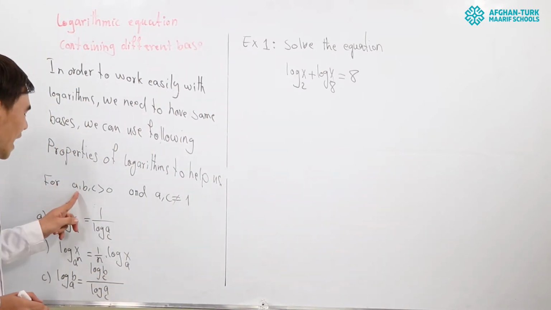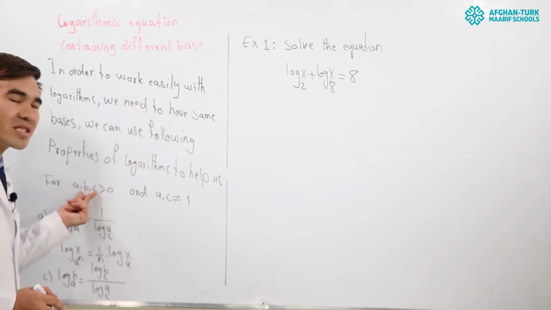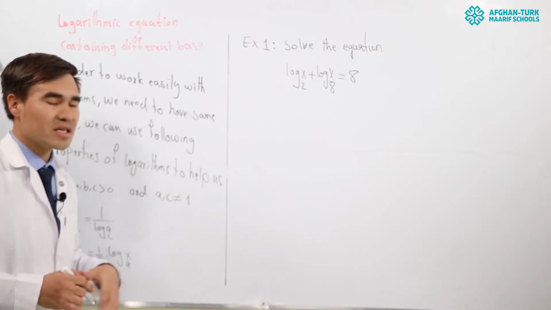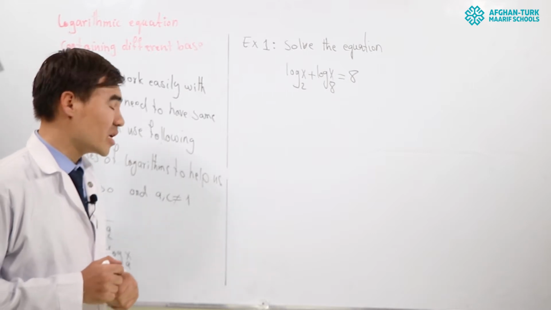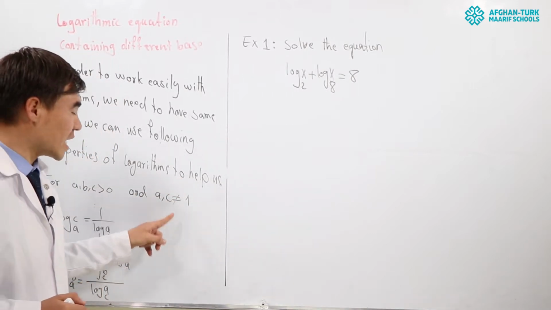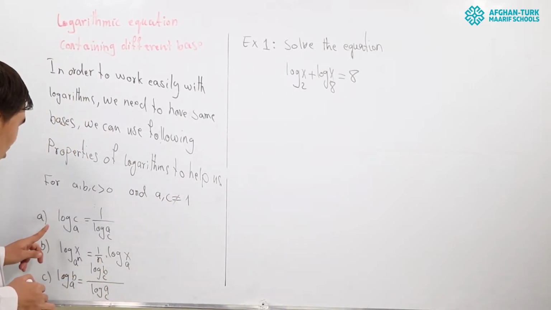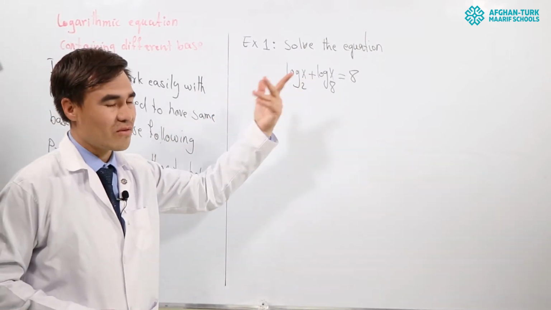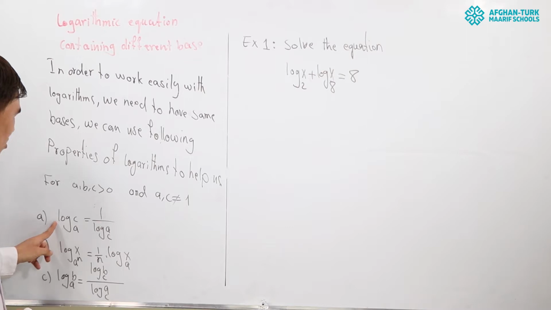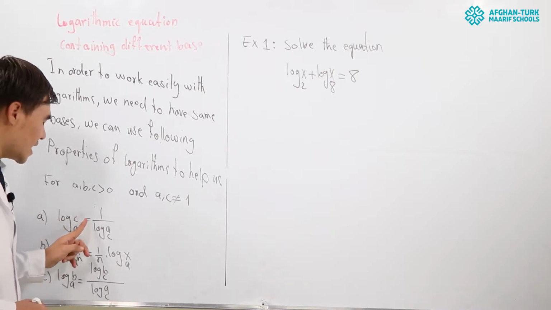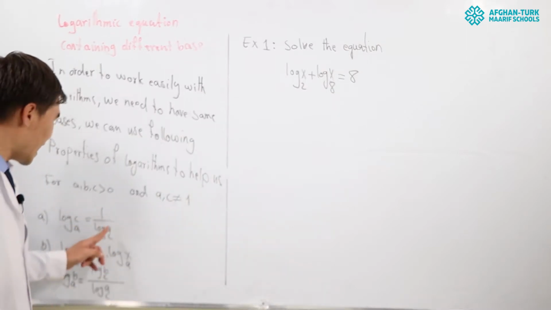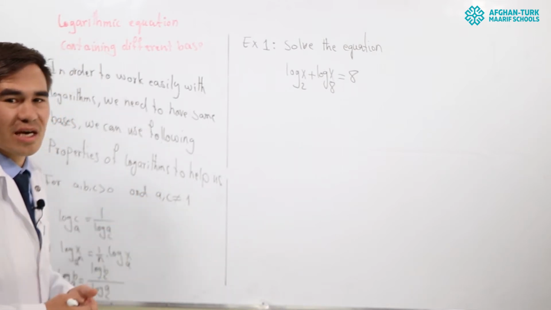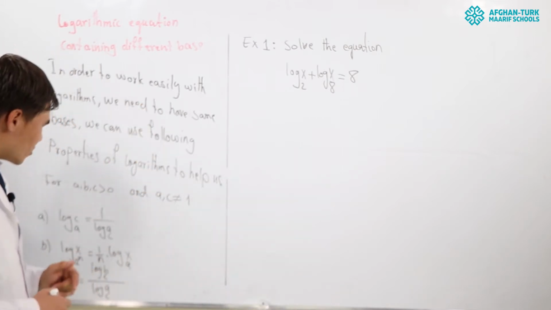If we have a, b, c as positive real numbers, and a and c are not equal to 1 because they are bases, then we can use these properties to solve logarithmic equations with different bases. One: log of x to base c can be equal to log of x to base a over log of c to base a, because we changed the base here to make it the same as the given equation.